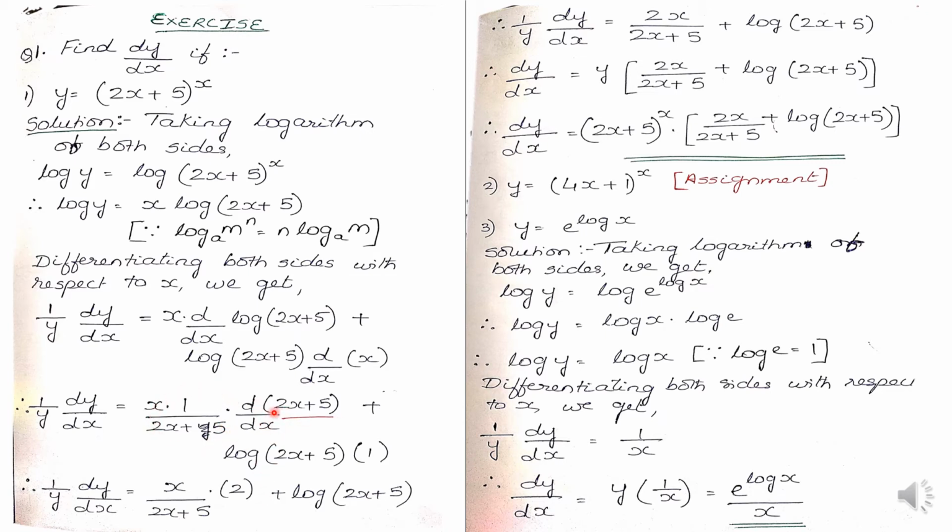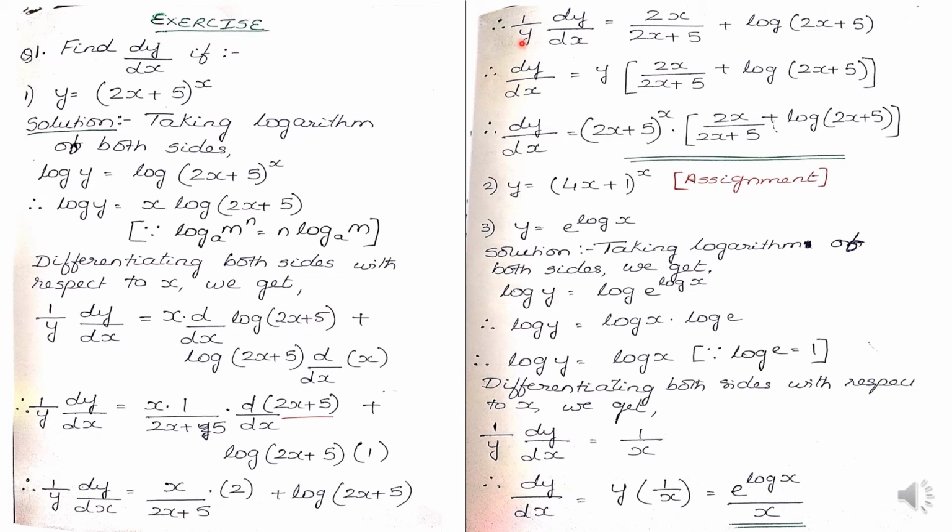What about the d dx of 2x plus 5? We know that the derivative of 2x is 2 and the derivative of 5 is 0. Thus we get this particular form in the first term. The second term remains as it is because we have already solved it. Then in the next step on the RHS, we just simplify it and write as 2x upon 2x plus 5 plus log 2x plus 5.